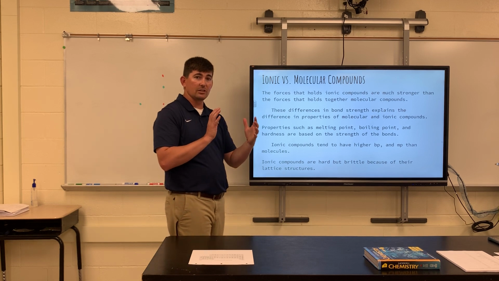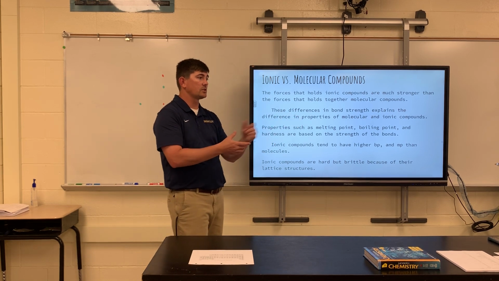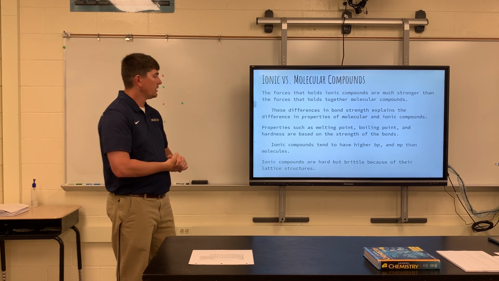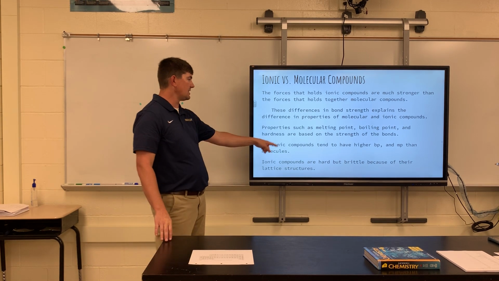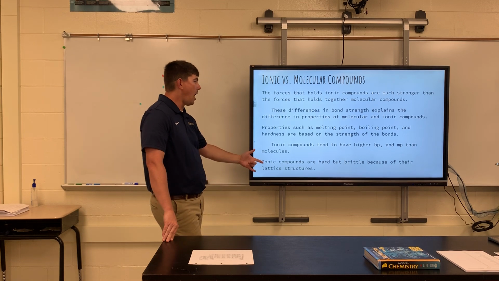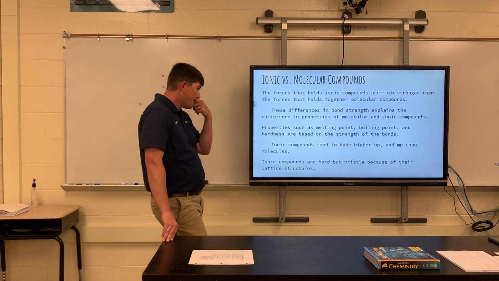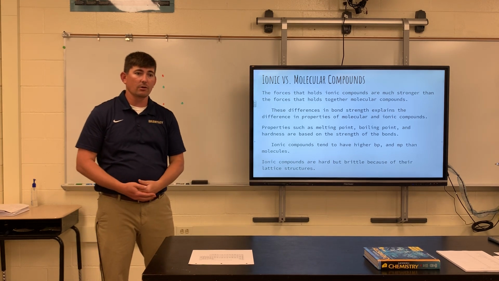The worksheet that you did in the last packet that I just showed you a second ago, that's what you read. That's what you found out in there. Is these things and a couple more. Okay, ionic compounds are hard. This is interesting. Ionic compounds are hard, but they are brittle because of their lattice structure.